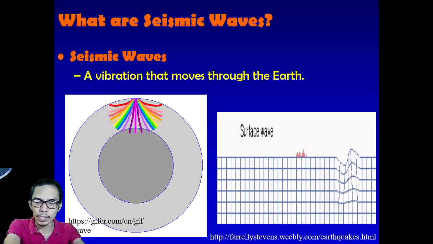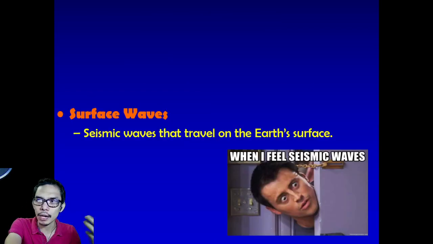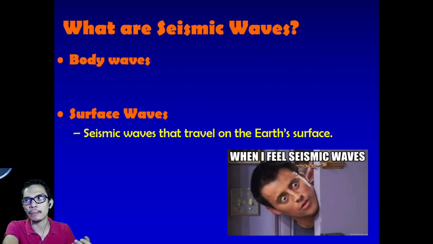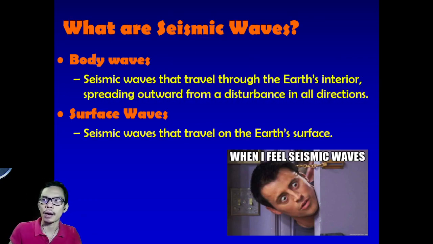All right. So let's have the types of seismic waves. Okay. So let's have the body waves. Body waves are types of seismic waves that travel inside the earth. To make it simple, body waves are seismic waves that travel inside the earth in all directions. Okay, it spreads in all directions.